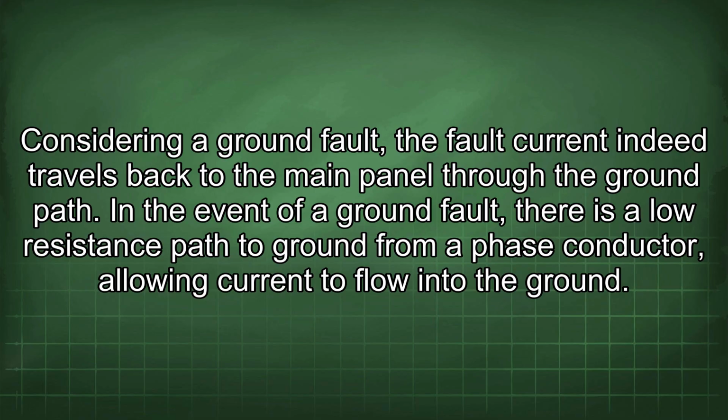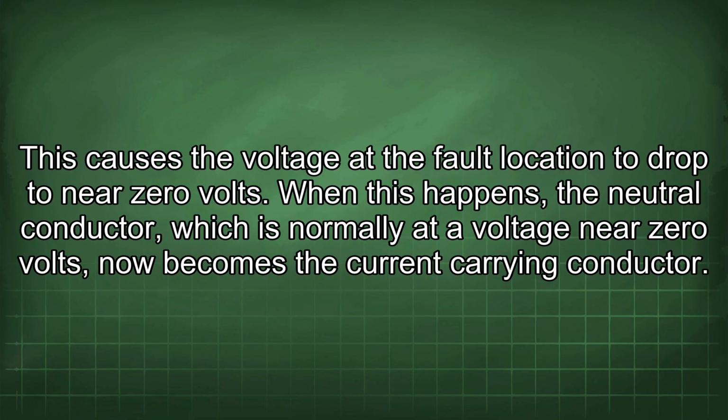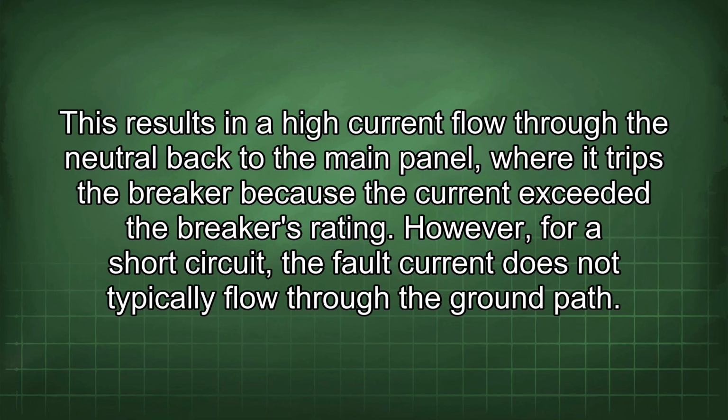In the event of a ground fault, there is a low resistance path to ground from a phase conductor, allowing current to flow into the ground. This causes the voltage at the fault location to drop to near 0 volts. When this happens, the neutral conductor, which is normally at a voltage near 0 volts, now becomes the current-carrying conductor. This results in a high current flow through the neutral back to the main panel, where it trips the breaker because the current exceeded the breaker's rating.